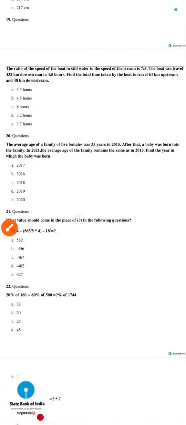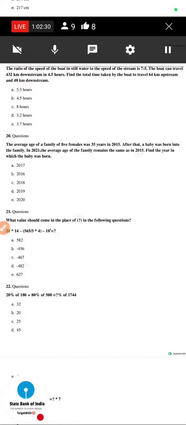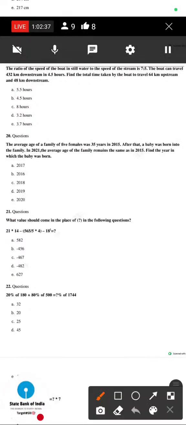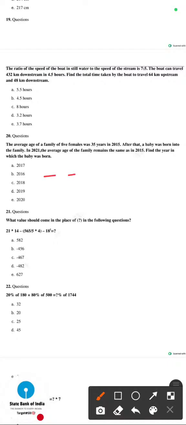Next, question number 20. Please do like the session. Here the question number 20 is the average age of a family of 5 females. Okay, 5 females average. Let's take them like this, all are 35, in the year 2015. After that a baby was born in the family in 2021. The average age of the family remains the same as in 2025.